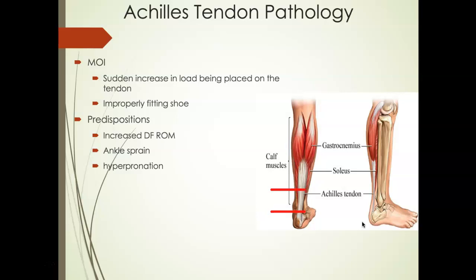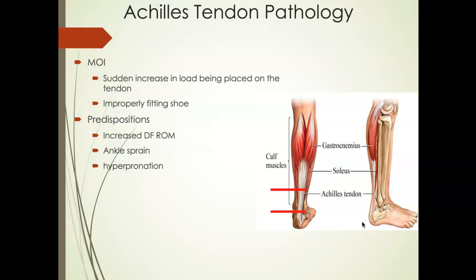There are many ways for this to happen. Most often it's going to happen in a dorsiflexion or plantar or a planting motion, right? In terms of predispositions, a patient who has increased dorsiflexion range of motion is going to be allowed to place more stress or strain across that Achilles tendon.